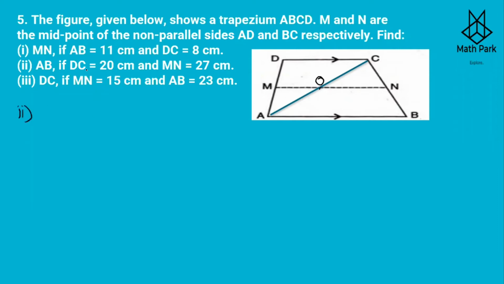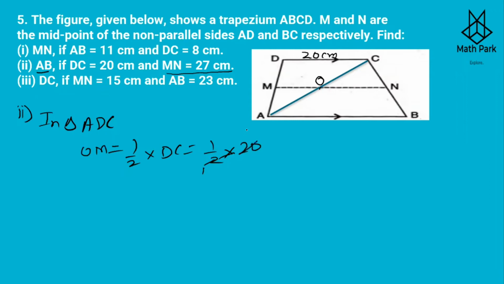In the second part, DC is given as 20 centimeter and MN is given as 27 centimeter. You are asked to find AB. So in triangle ADC, you have OM is equal to half of DC, which is equal to half of 20. We get this as 10 centimeter.